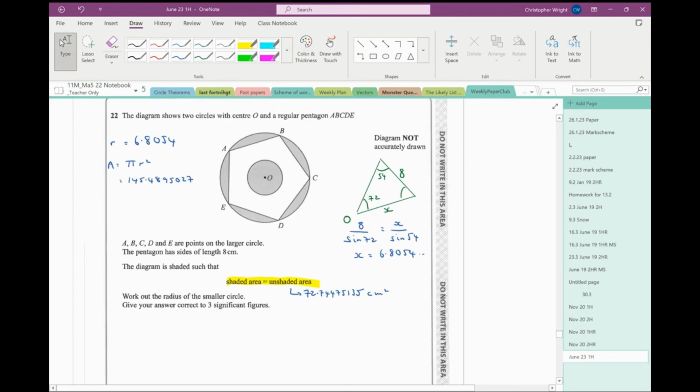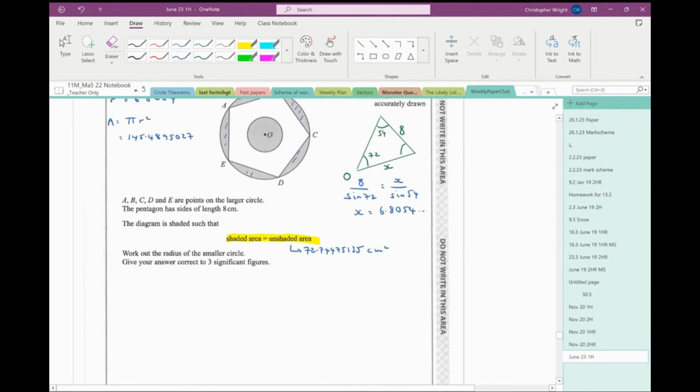Now that I know the radius of the circle, I can find the area of the pentagon, because I can find the area of this triangle and multiply it by 5. So let's find the area of the pentagon, because then I'm going to subtract that away from the area of the whole circle, and that will give me the area of those 5 shaded parts there. So let's start with the area of the triangle.